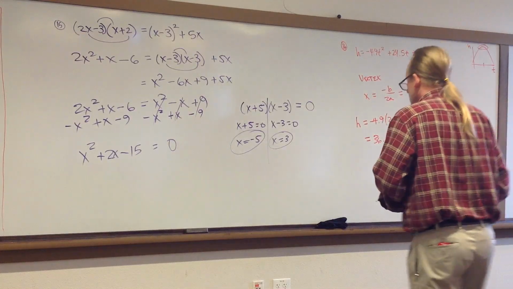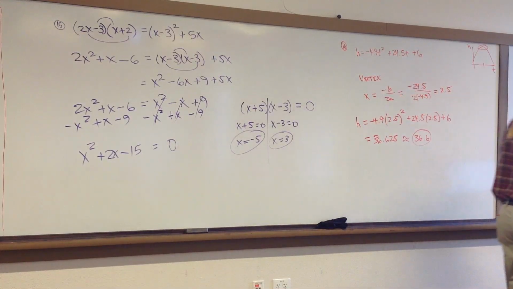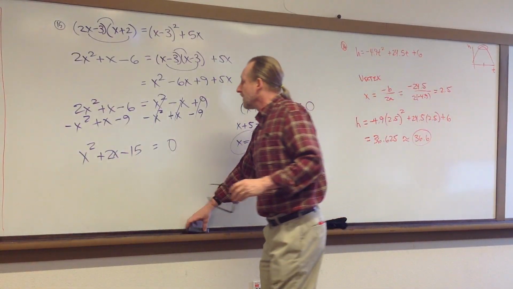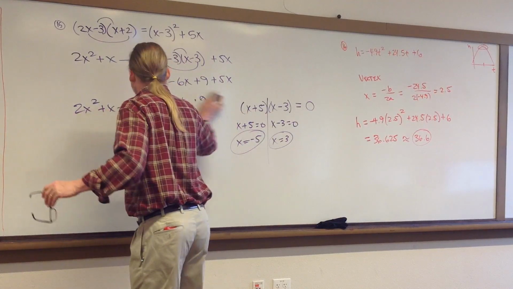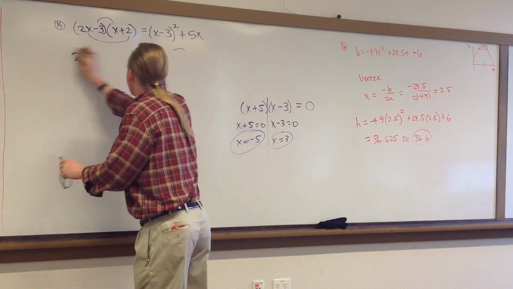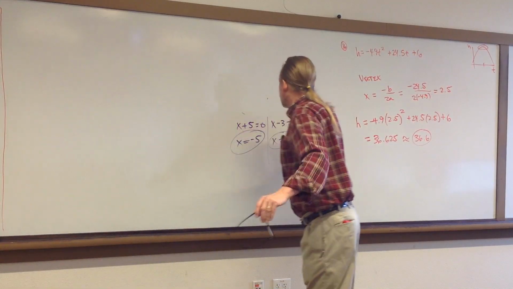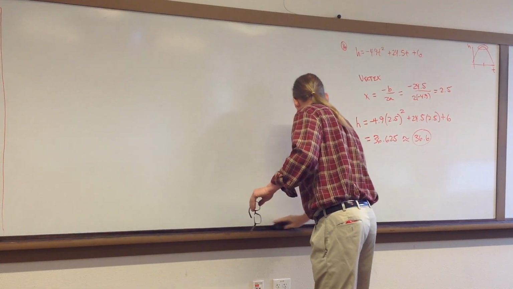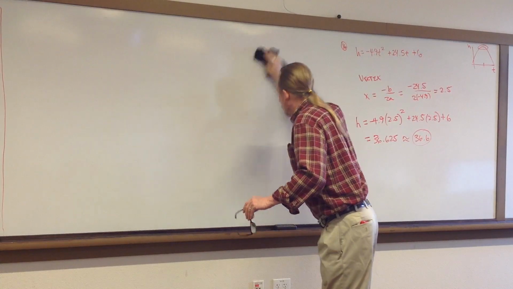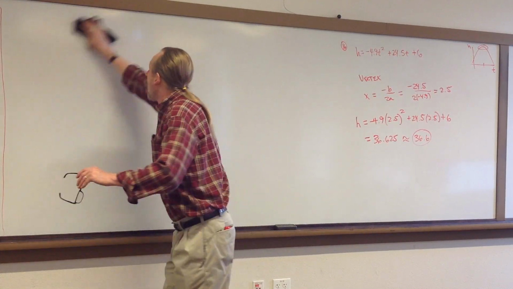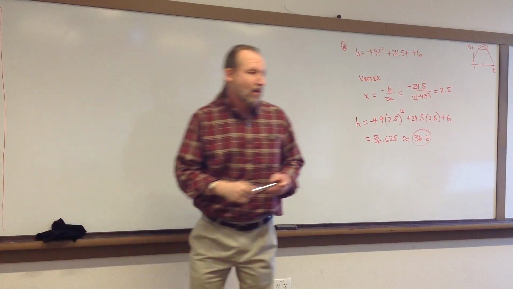Now problem 17. This is what I wanted the projector for, because we've got to do some graphing on a grid. Got to graph a parabola. And so again, we're going to be using that vertex formula, and then we'll find a couple of points on either side.